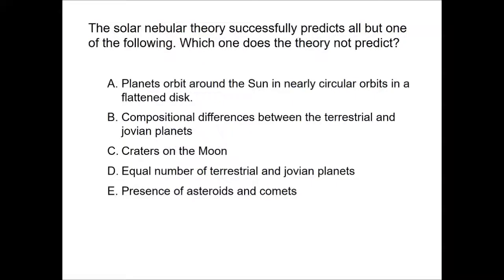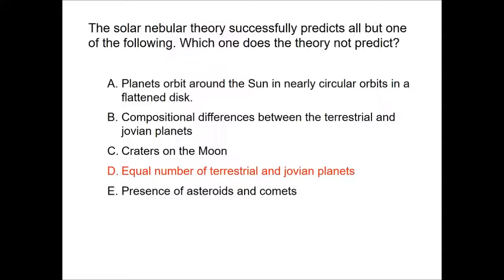Okay. So I have a couple of questions here that help us see how we use the solar nebula theory to understand some of the properties that we see. So anyway, the question here is, the solar nebula theory successfully predicts all but one of the following. Which one does the theory not predict? So think about that for a moment. And here the answer is going to be D.